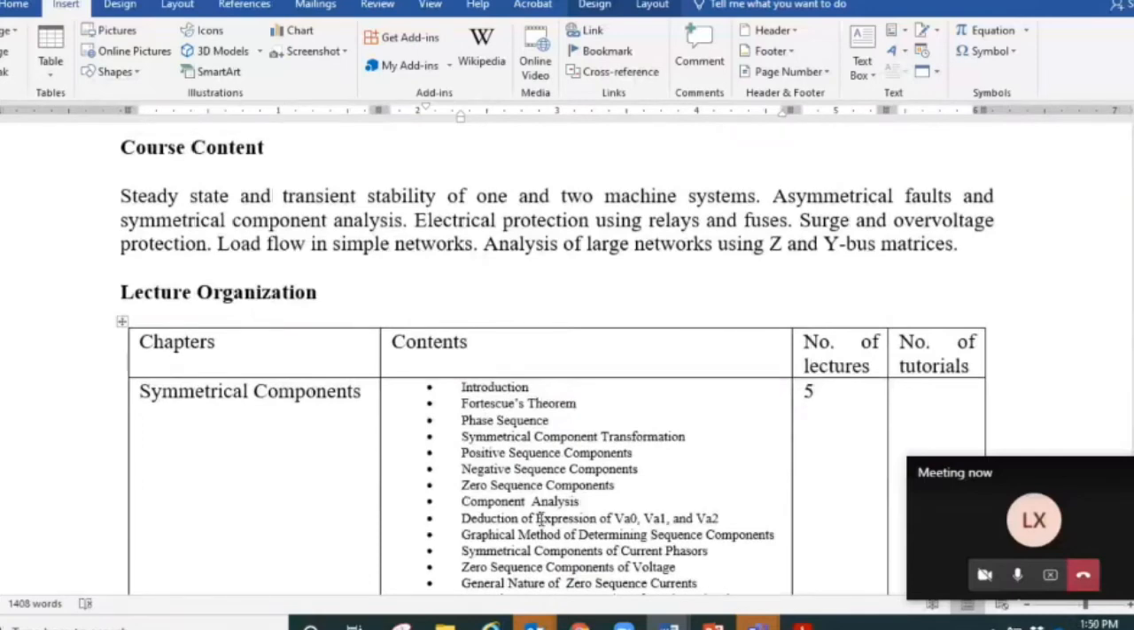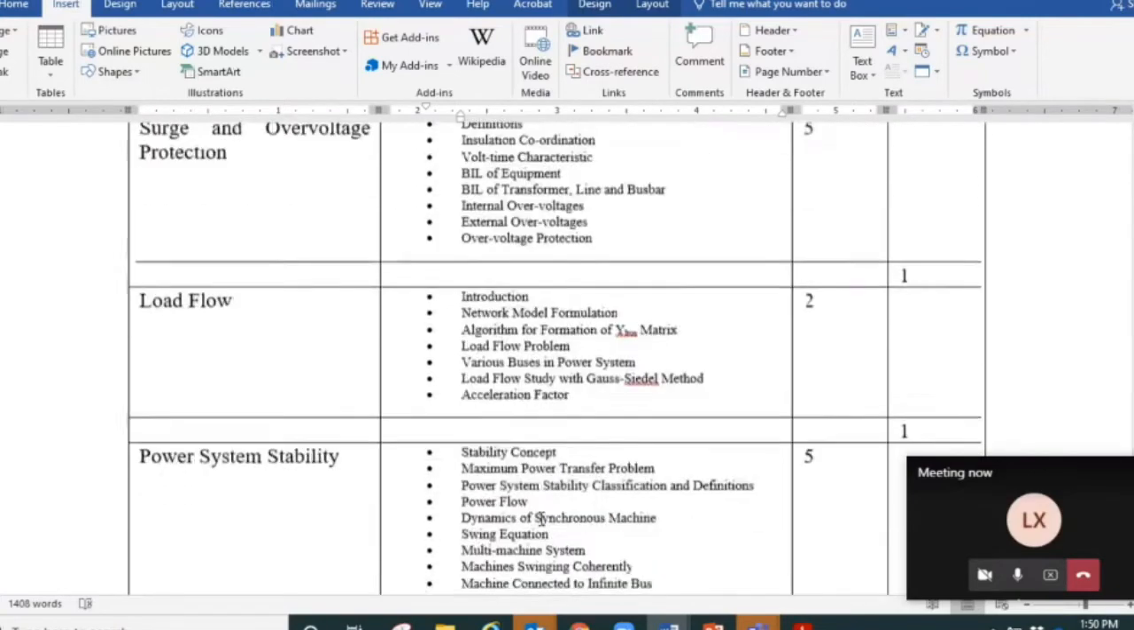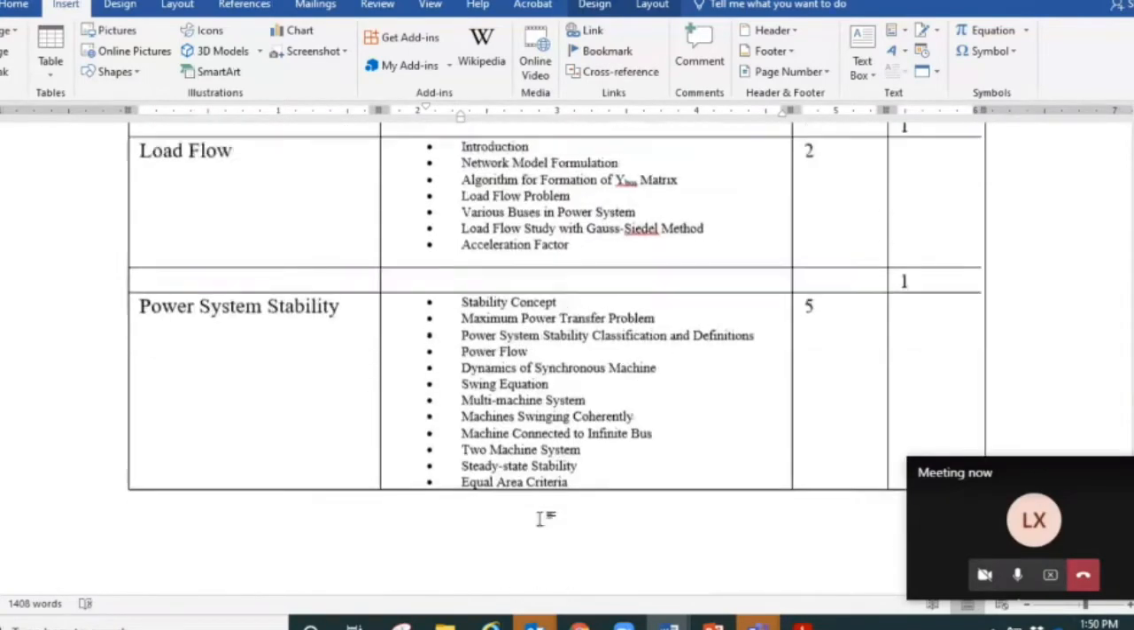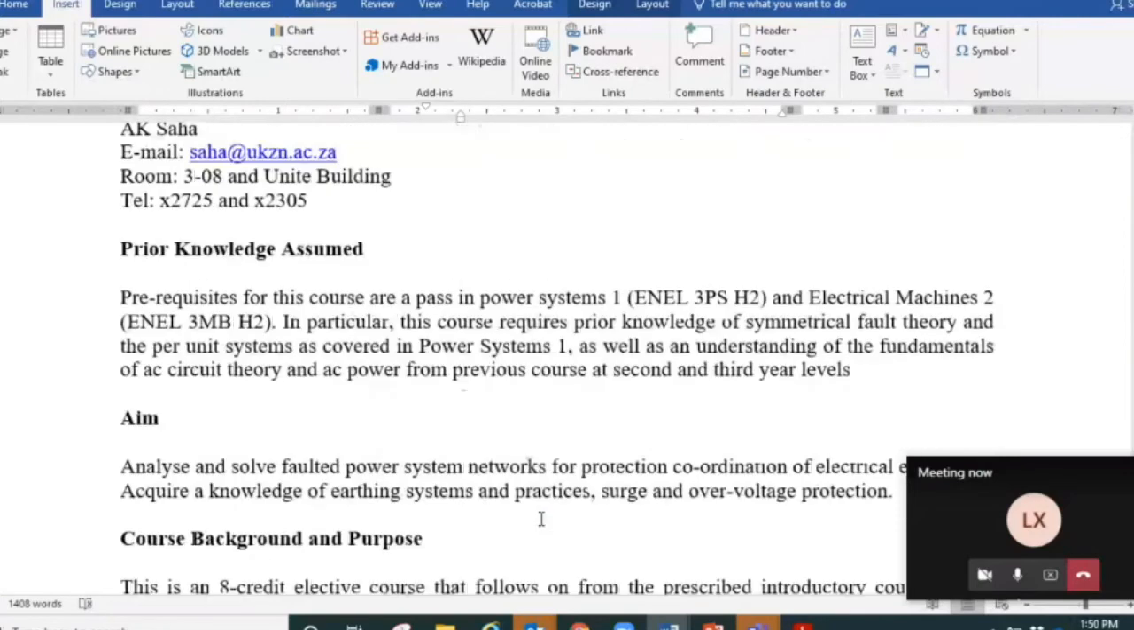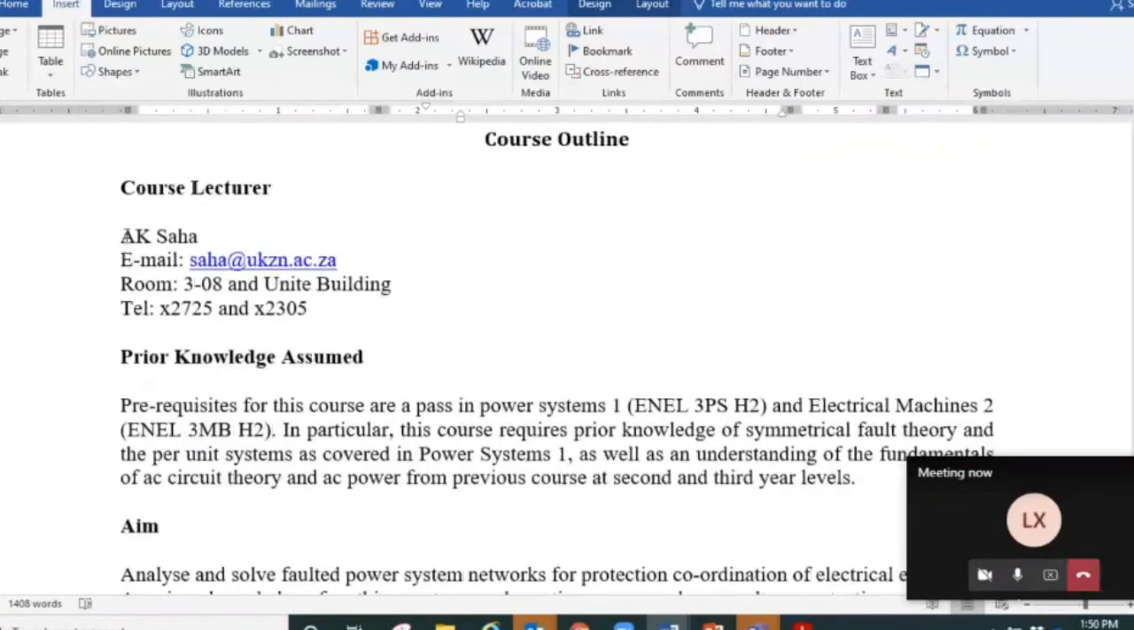Possibly I'll start tomorrow if I can complete the course outline today. If I cannot, then I'll continue the course outline next time. But let me go to the top. That's me, and this is my email address. All of you should know that. If you don't know, you must take note of that.